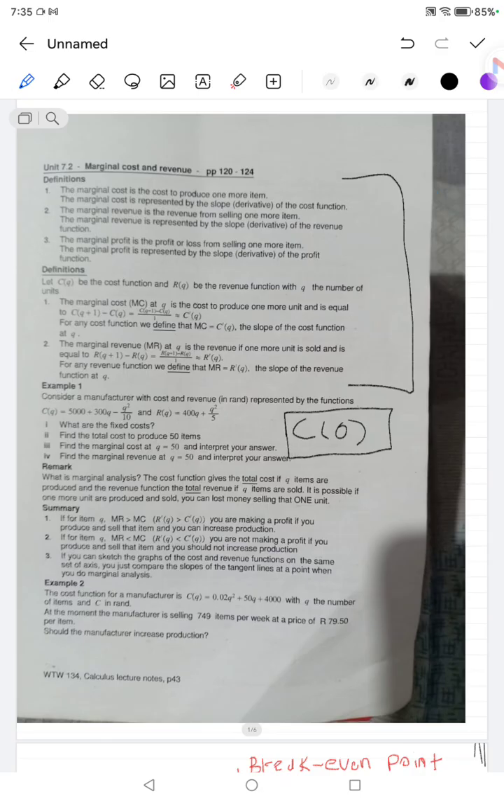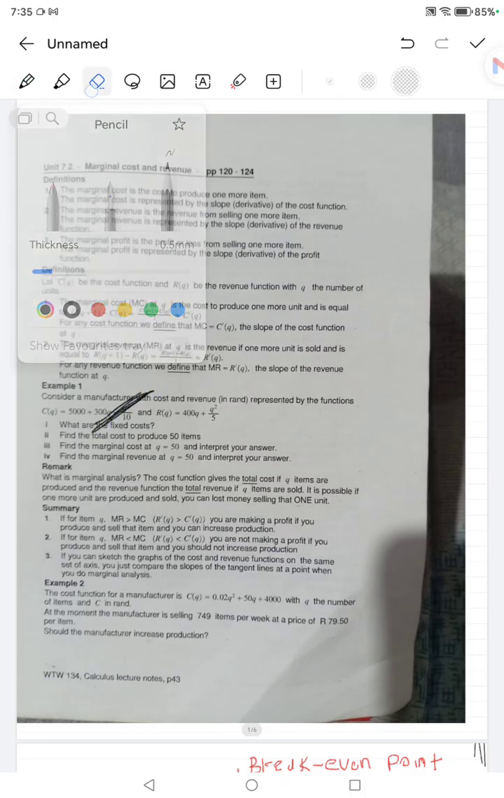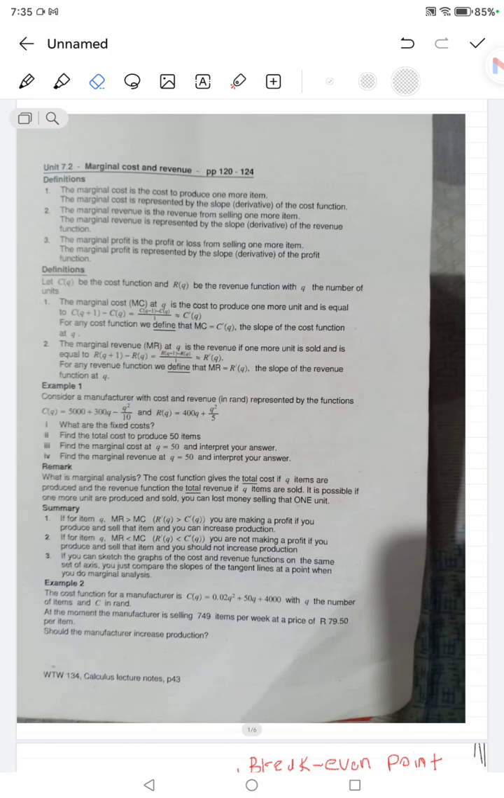You guys can't see it. You just put your 0 this side, you don't even have to work hard. This one will just cancel out, then your fixed costs are going to be your 5,000. As easy as that. So fixed costs are the same as having your C of 0. Then we've answered the first one. Let me just check something.